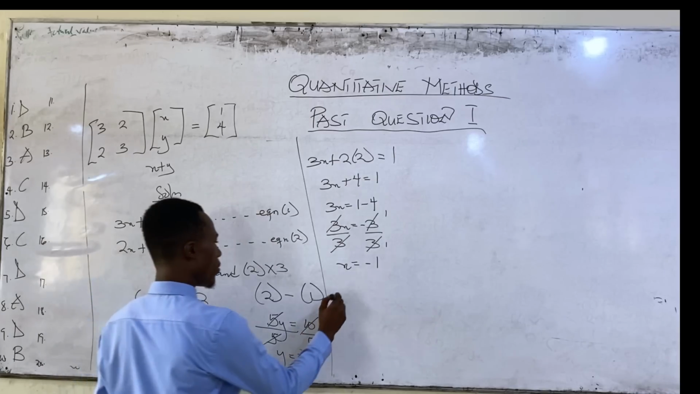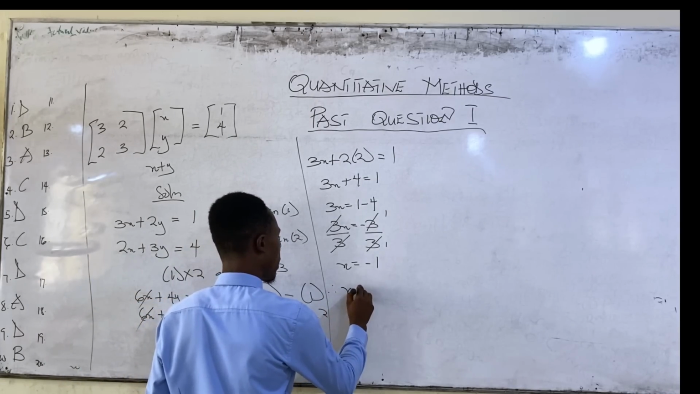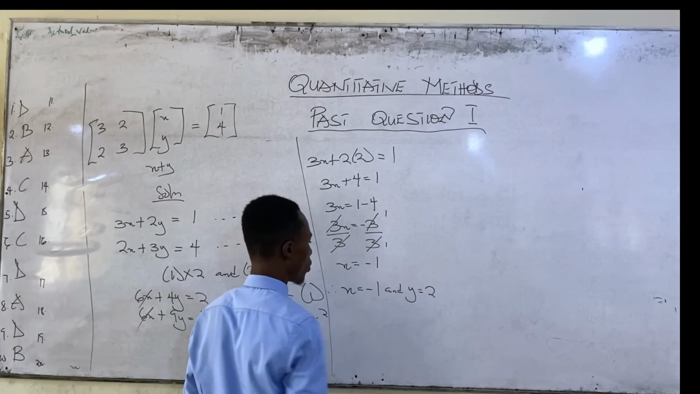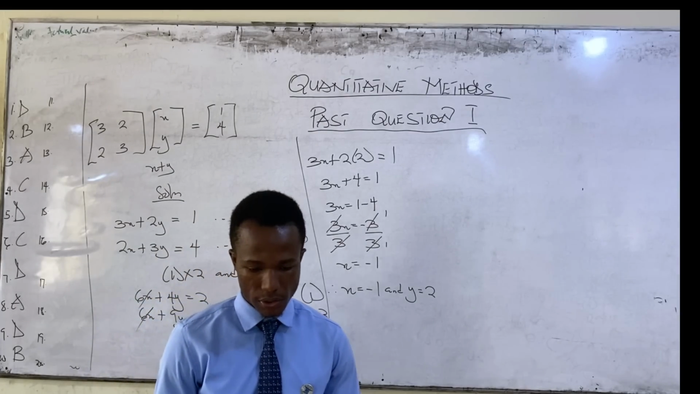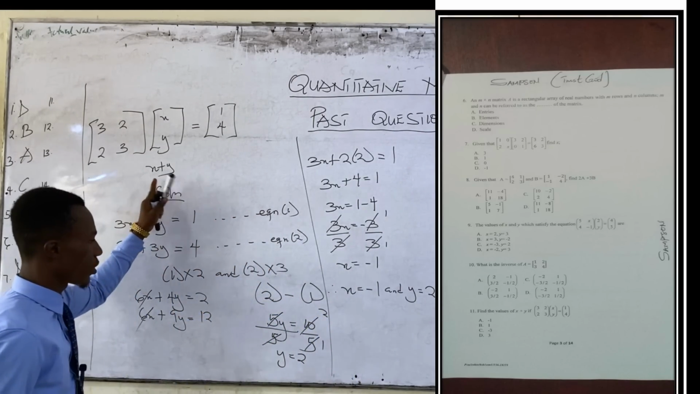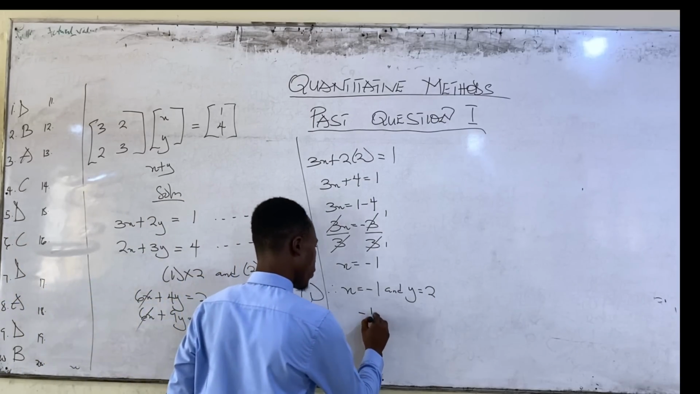So now you have been able to calculate x and y, and y is equal to 2. So let's look out for, they said x plus y, right? That was the question. So negative 1 plus 2.